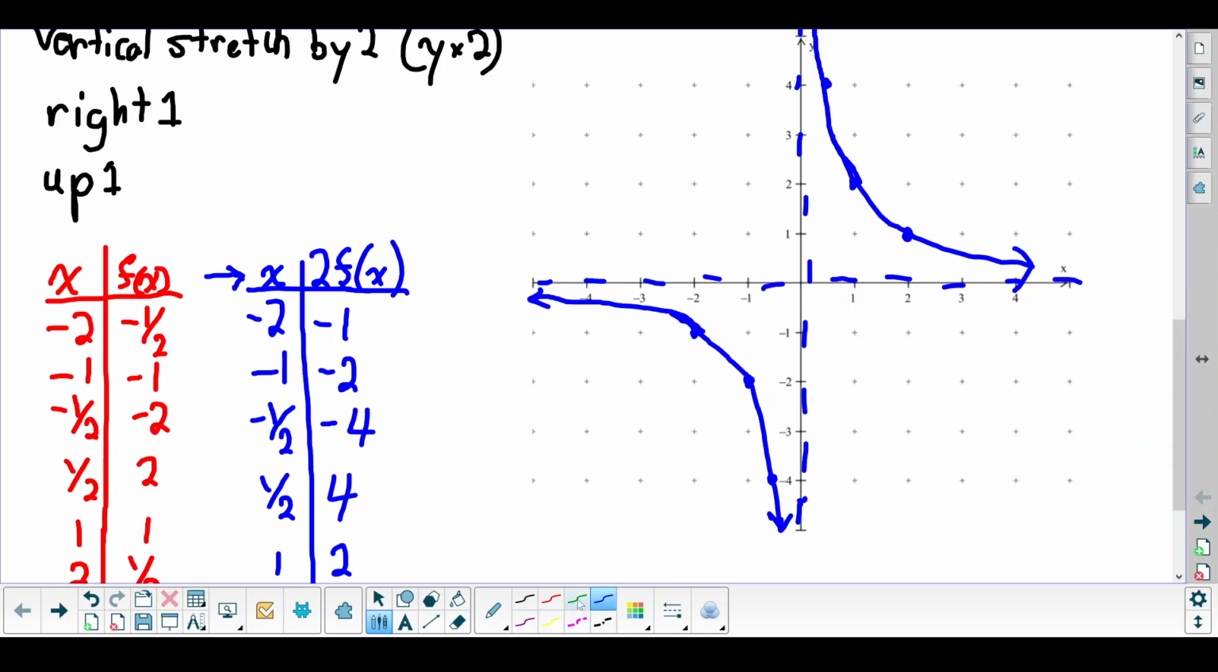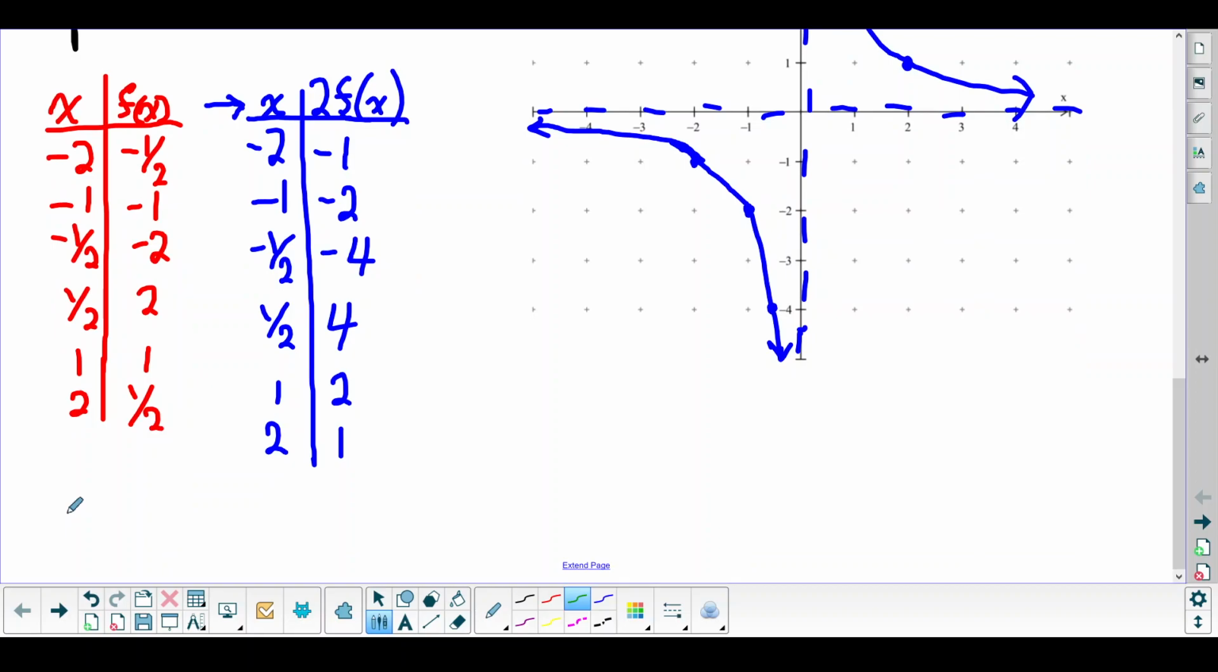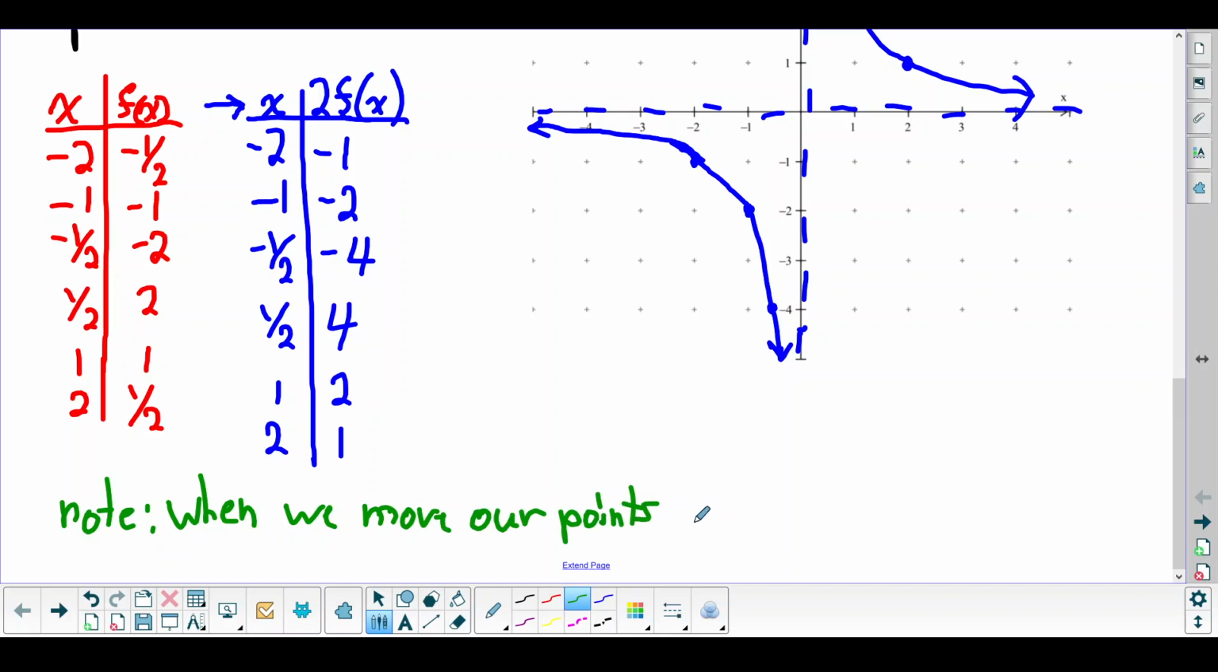Okay. So the last thing we need to do is our translations. Now, when we do these translations, a really important thing to note, we're going to write it down here maybe at the bottom of your page. So note, when we move our points, we also are going to move the asymptotes. The asymptotes also move. So when we move our points, the asymptotes move too.